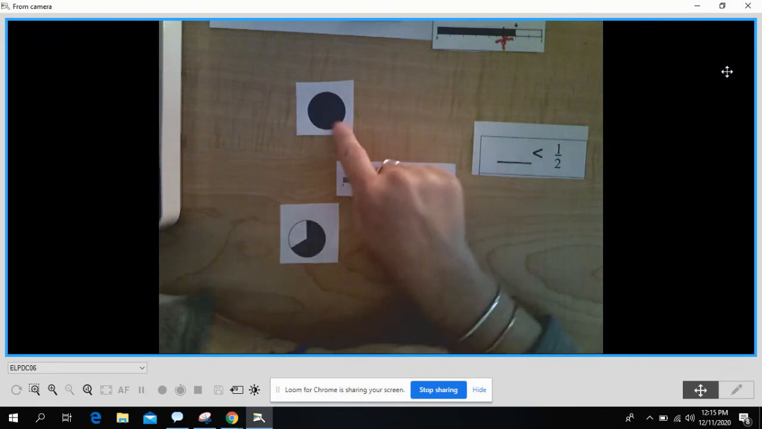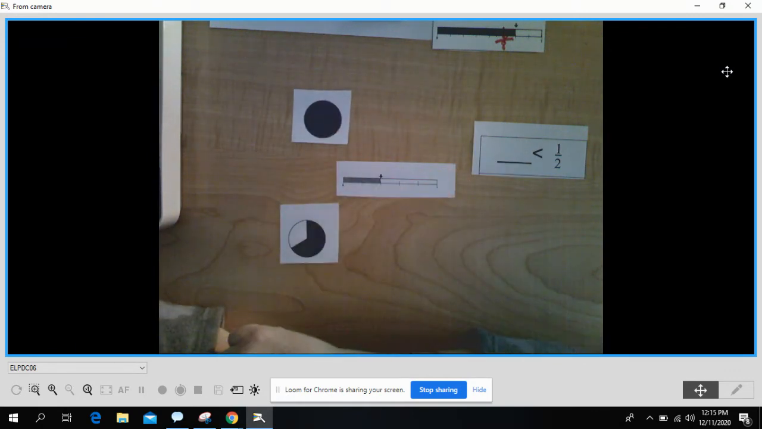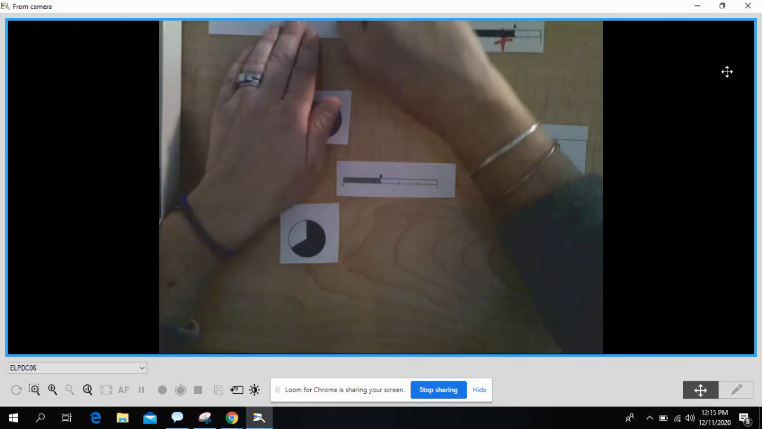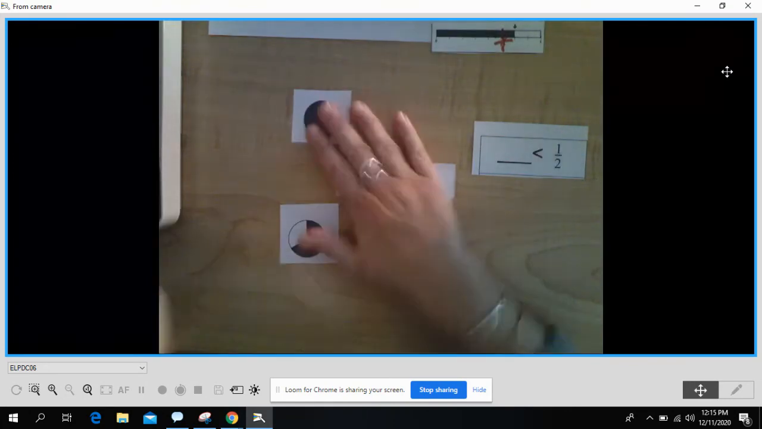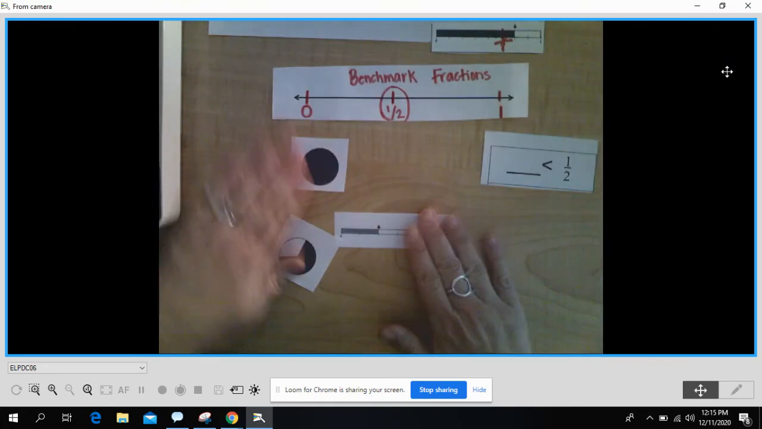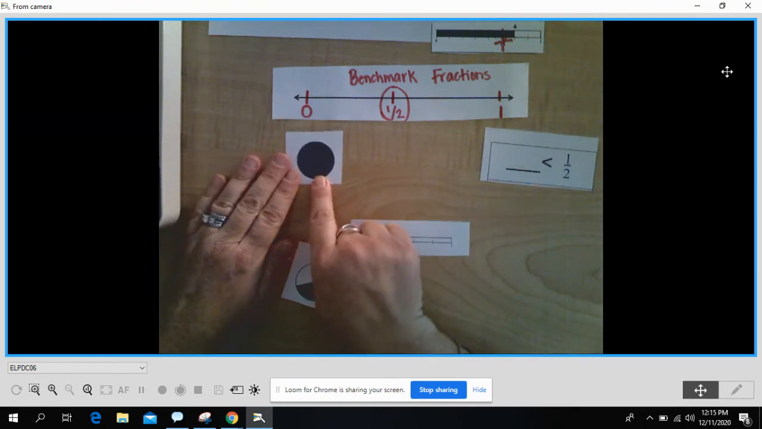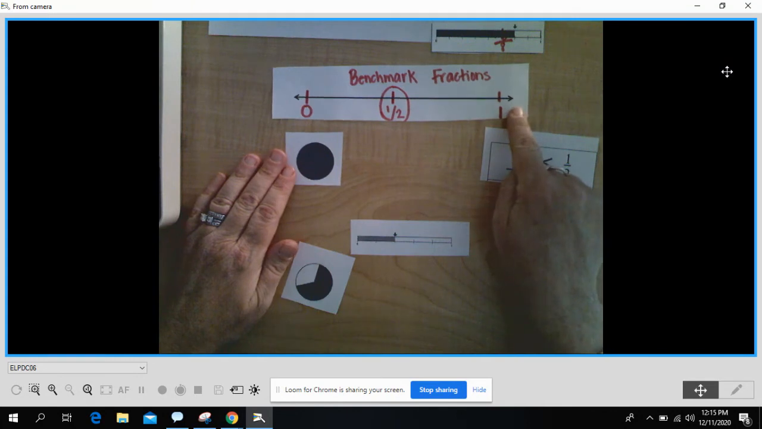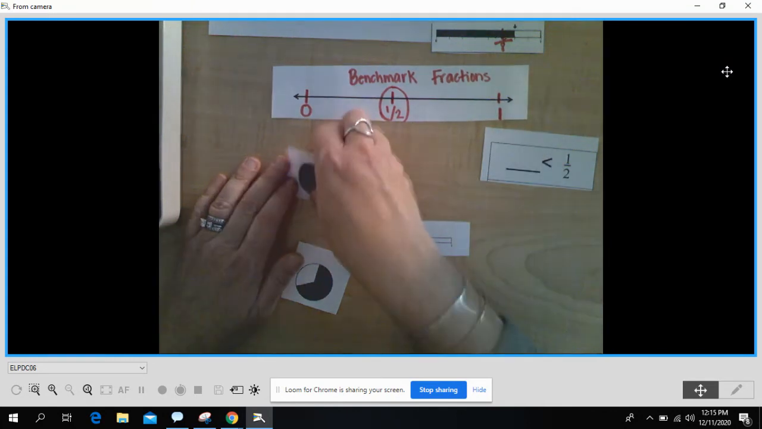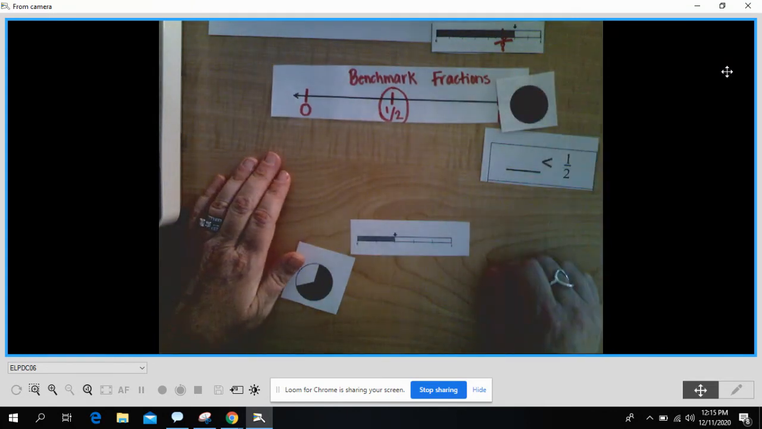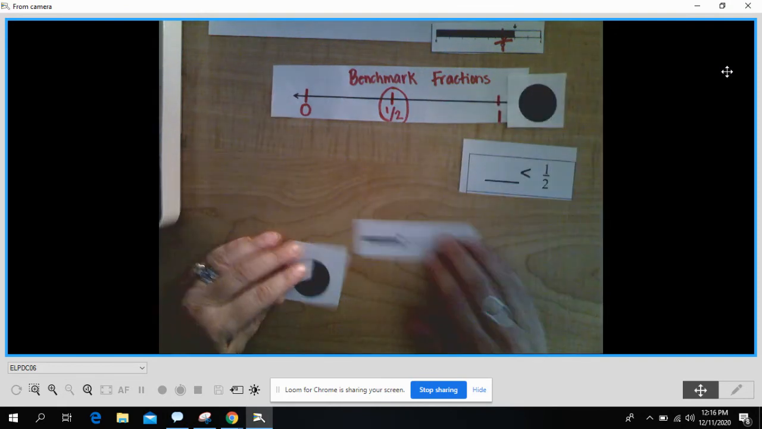What do you notice about this one? Do you notice that it's the whole thing? It's all the pieces. So this picture is equal to 1 whole. Would that be less than 1/2? No way. That'd be greater than 1/2.